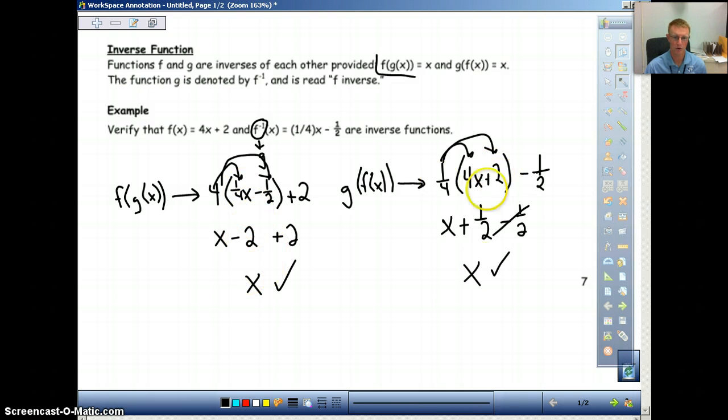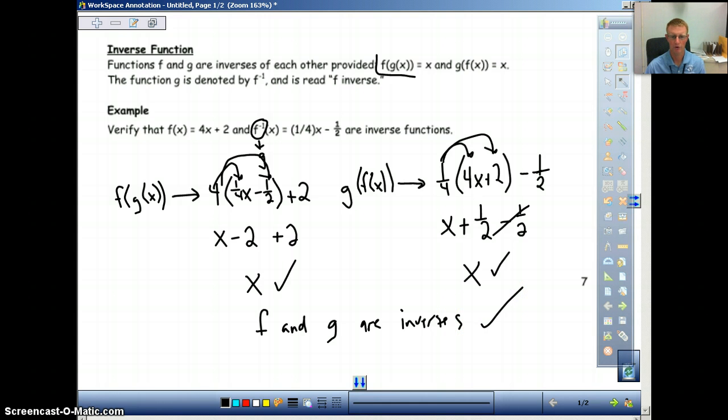A time that you'd want to do something like this more often is when it's very difficult to find the inverse by just switching the variables. So it might be dealing with things that have squareds in them or cubes in them, where it's a little bit harder to switch the variables and solve. So you would write that f and g are inverses, and then we're done.